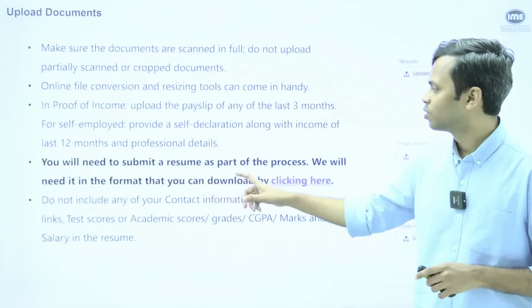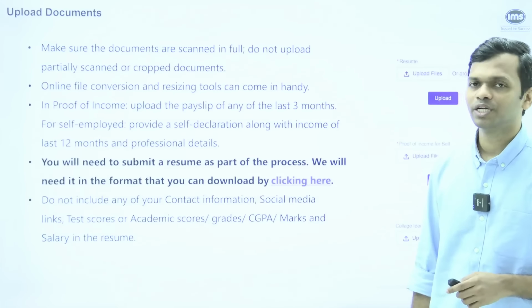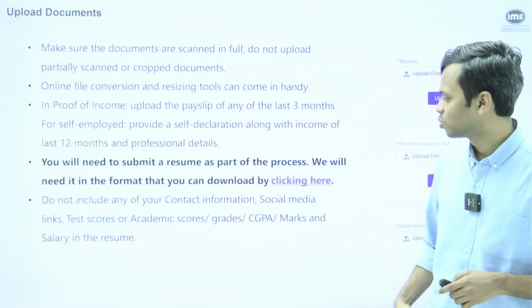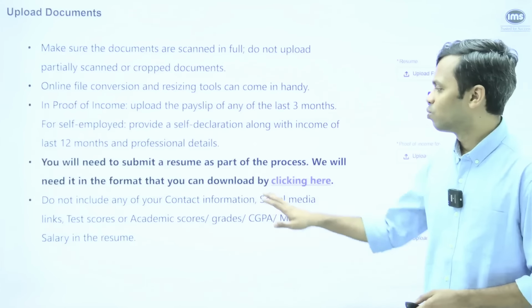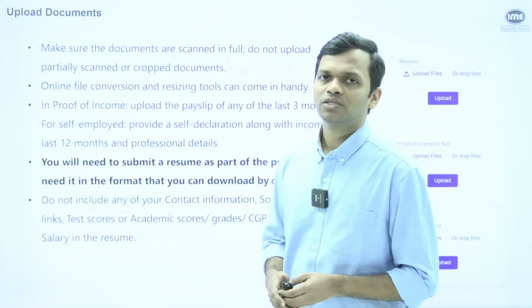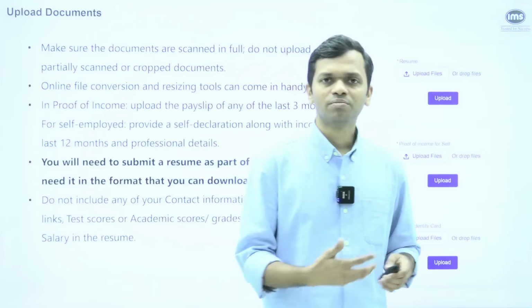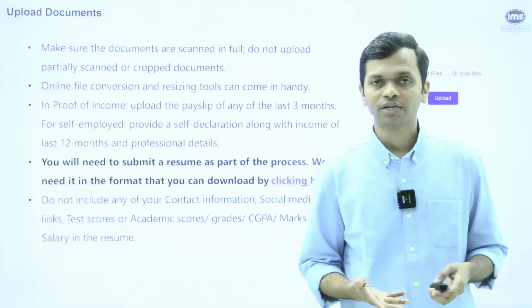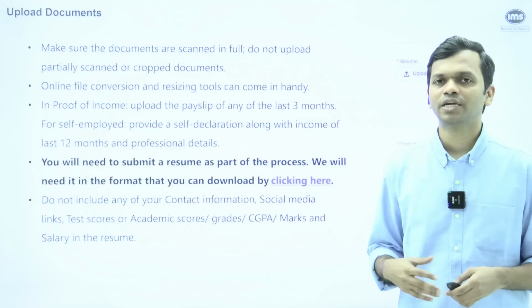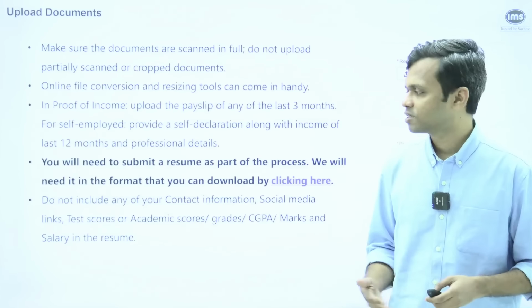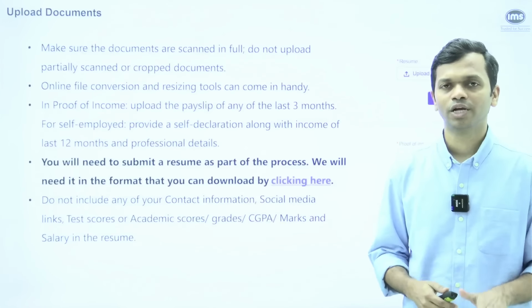They have mentioned this because of the next point, which is also very important. Do not include any of your contact information, social media links, test scores or academic scores, grades, CGPA, marks, salary in the resume. Why they do this is because this is the resume that will be shared with the interviewers, right? So whoever is going to take your interview, when they see some of this information, they tend to get biased. And that is why they have mentioned that you're not supposed to include these things.